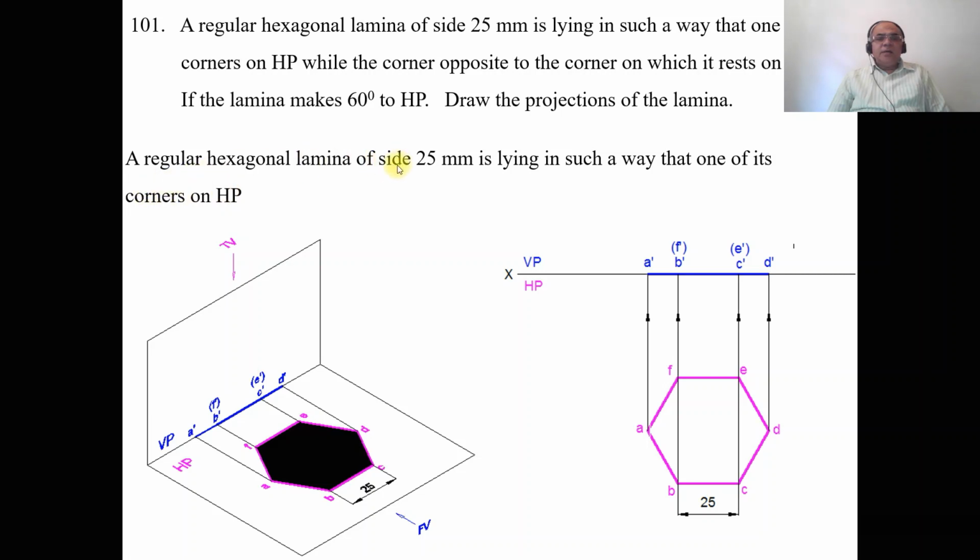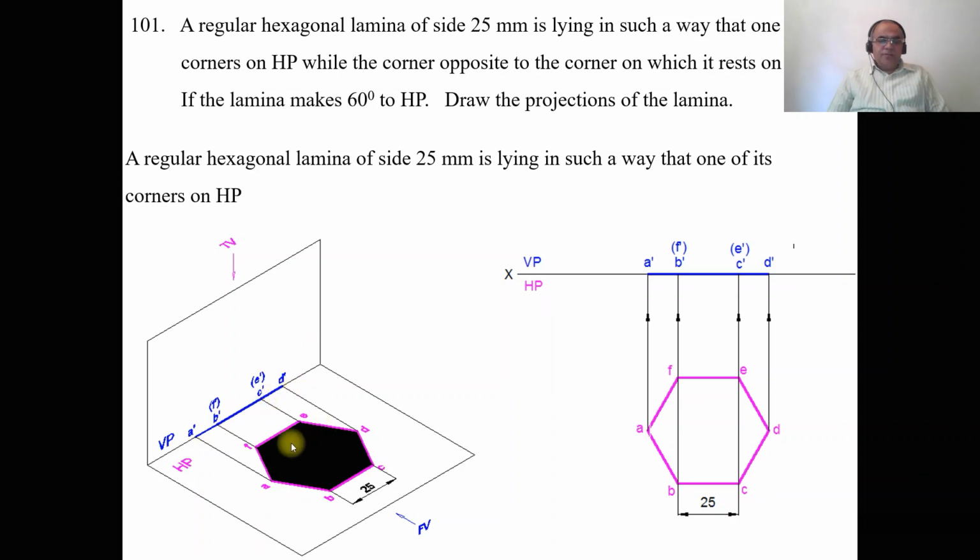It says a regular hexagonal lamina of side 25 mm is lying in such a way that one of its corners is on HP. Since its corner is in HP, make the two sides parallel to the vertical plane, parallel to VP. So that means you are going to have the corner on the extreme ends. Since the surface makes an angle of 60 degrees in the final position, in the initial position the surface has to be kept parallel to HP. So that means the surface makes 0 degrees with respect to HP. Now once the surface is parallel to HP, obviously the surface will be perpendicular to VP. So therefore, in the initial position, we can see in the vertical plane it becomes a line.